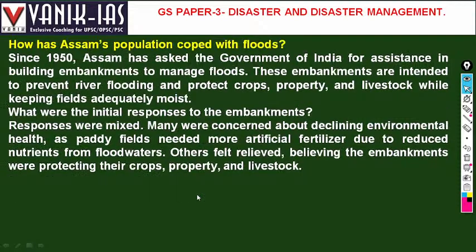How has Assam's population coped with the floods? Since 1950, Assam has asked the government of India for assistance in building embankments to manage floods. These embankments are intended to prevent river flooding and protect the crops, property and livestock while keeping fields adequately moist. What were the initial responses to the embankments?